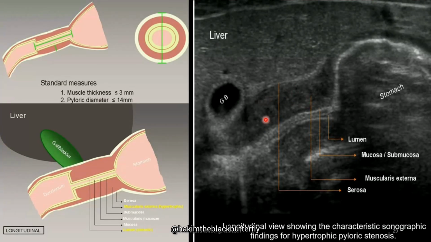This is the serosa outer layer. This is the muscle layer. It is hypertrophied. And that is a very important sonographic finding in the diagnosis of this condition. So this is a longitudinal view of the pylorus, and you can see the hypertrophy very well.